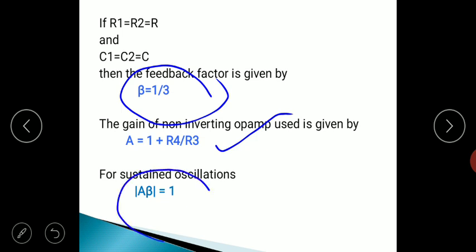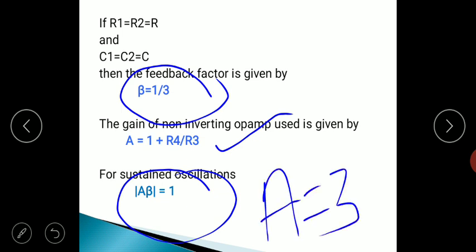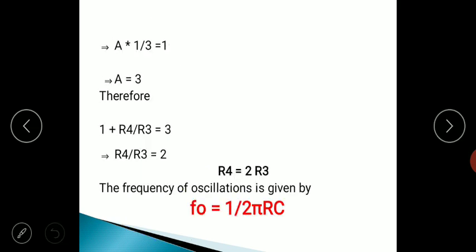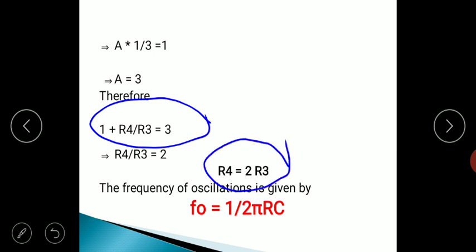Now for sustained oscillation, A beta equal to 1. So if you multiply this A into beta, it should be 1. Beta is 1/3, so A should be equal to 3. Gain A equal to 3 means what? 1 plus R4 by R3 should become equal to 3, or R4 by R3 should become 2, or R4 should be equal to 2R3. That is, the resistance R4 which is there in the feedback part of the circuit should be equal to 2 times the resistance R3 which is there at the input side of the op amp.